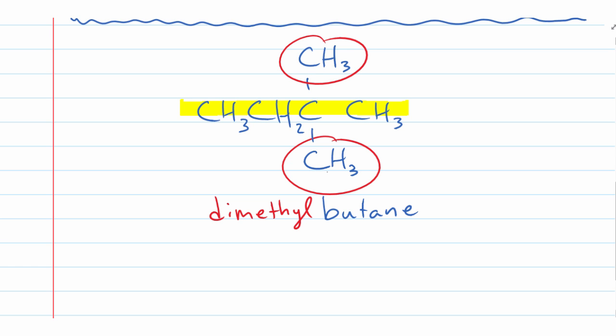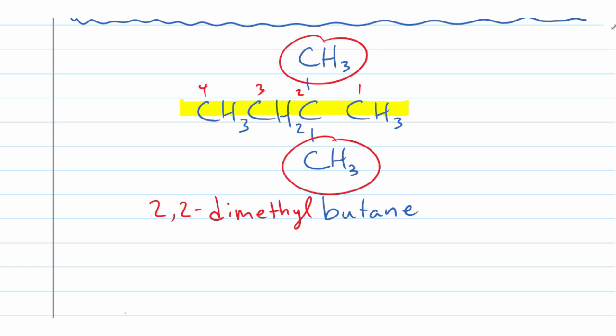And then we have to number the position of each of these methyl groups, and they would be both off of carbon atom number 2. And so we would write that as 2,2-dimethylbutane. And this is different than what we had before, which was 2,3-dimethylbutane. This one here is 2,2-dimethylbutane.